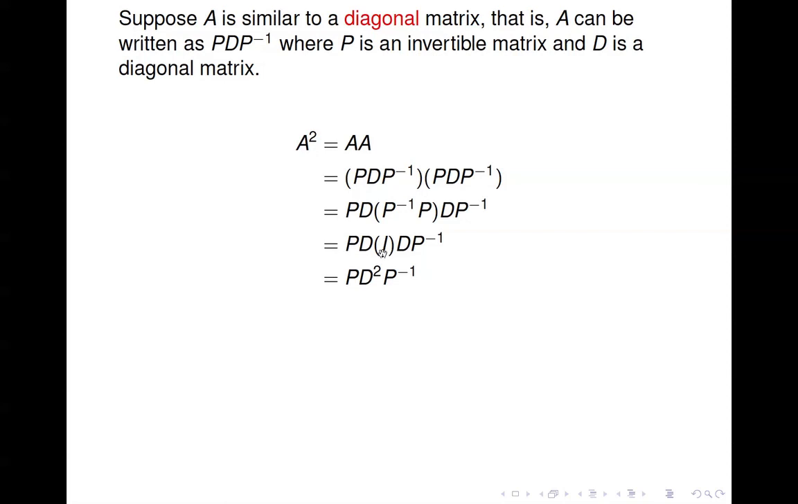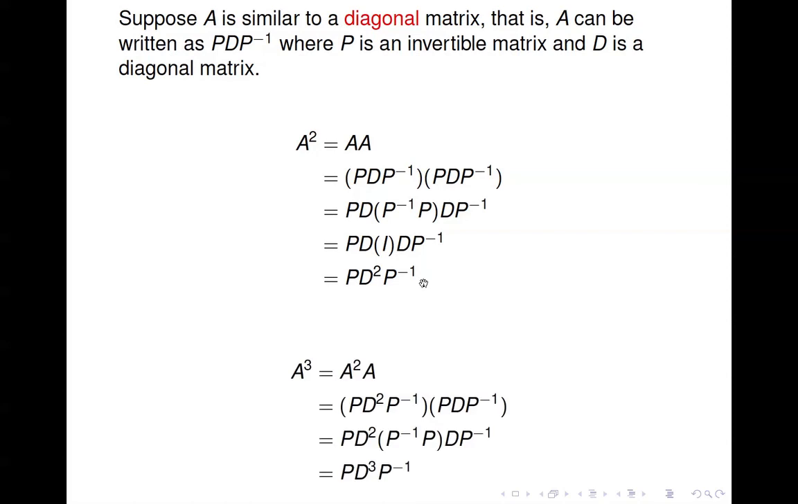And so then we get PD times the identity times DP inverse. And of course, anything times the identity is just that anything. And we got D times D, which gives us D squared. So A squared is PD squared P inverse. How about A cubed? A cubed is A squared times A. And so we take the A squared we computed up here, plug it in, times A, and do our trick again. Reassociate to get the P inverse P together. And we end up with PD cubed P inverse. So it looks like in general, A to the k is P times D to the k times P inverse.